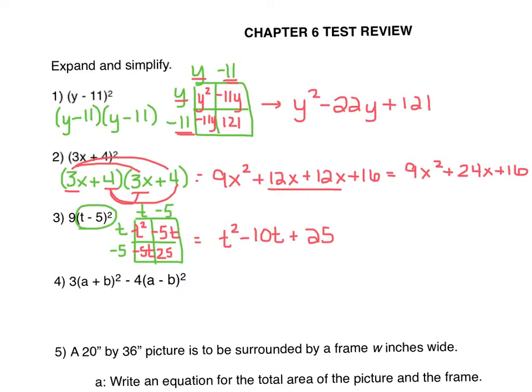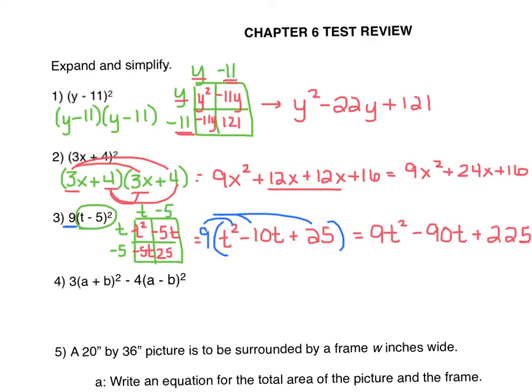Now, I still have to worry about this 9. So I'm going to take this whole thing and distribute a 9. And so final answer for that would be 9t squared minus 90t plus, let's see, that's going to be, I think, 225. 9 times 25. Okay, and there would be your final answer for that one.